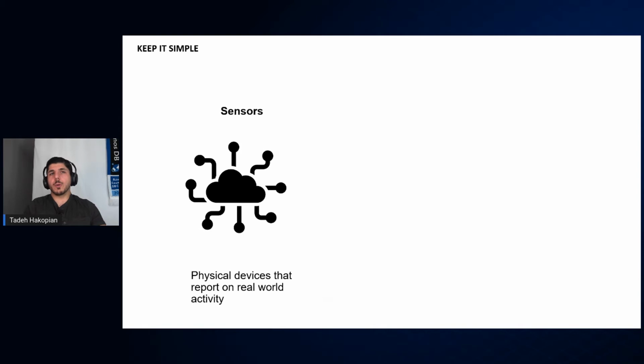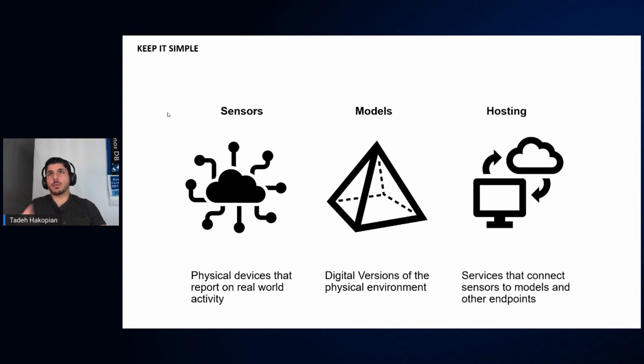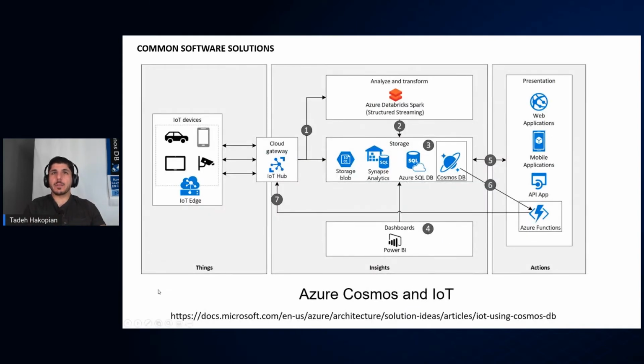But to keep it simple, all we're going to focus on is sensors in the real world, some kind of digital model representation, and hosting. The servers that connect the sensors and models to other endpoints. And with hosting, what's great is you have Azure Digital IoT. And what's really great about that is it does what you want it to do. It takes a lot of different sources of information and transfers them to different handlers, for example, in this diagram. But you can take it further, and just like the diagram I showed you prior, it has a full spectrum solution with Azure Cosmos and IoT.